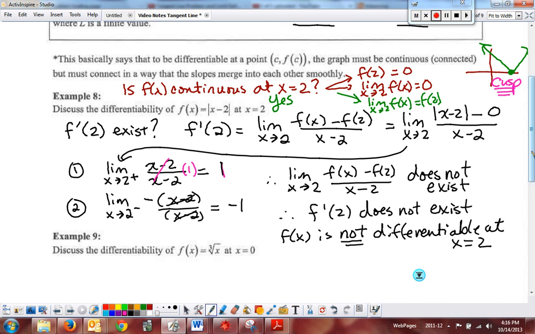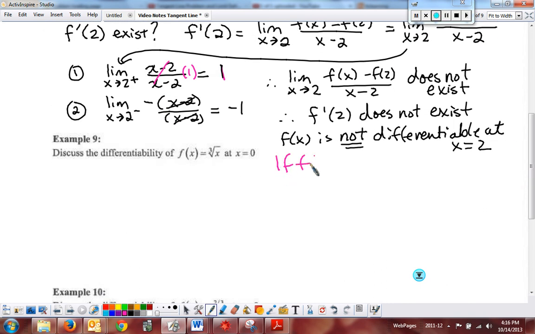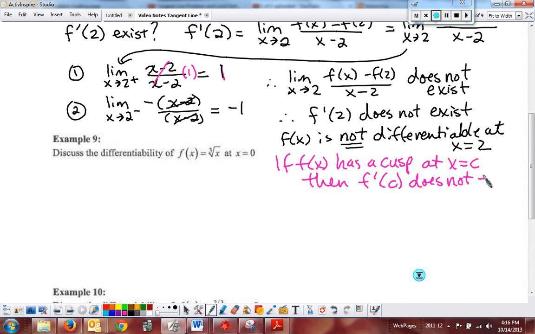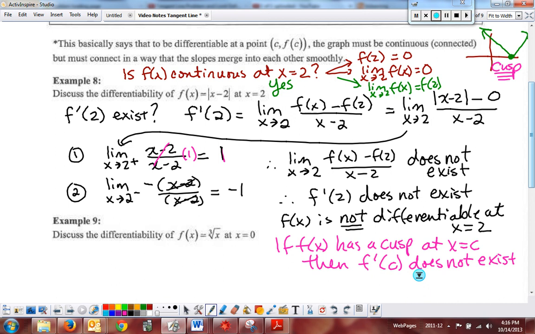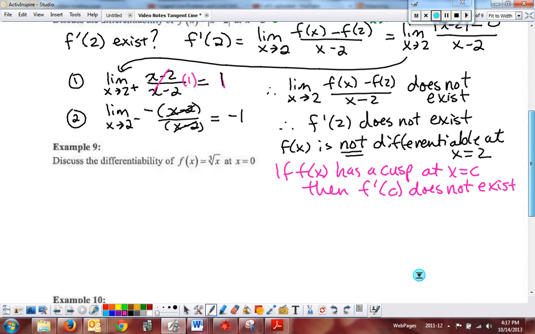Pretty much in general, if f of x has a cusp at x equal to c, then your derivative at c does not exist. You're pretty much guaranteed, if there is a sharp corner or a cusp there, that in the derivative limit definition we're going to be using, this alternate form, your left limit and your right limit are going to be different. You're going to have a different slope on the left side of the cusp than you are on the right side of the cusp, and there's going to be a jump in the derivative, jumping from one slope value to another. And that's going to cause the derivative itself to have a discontinuity.